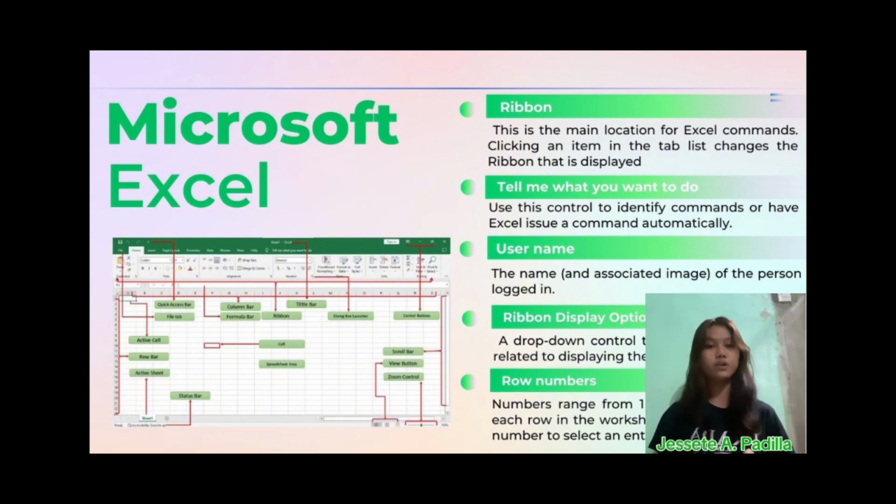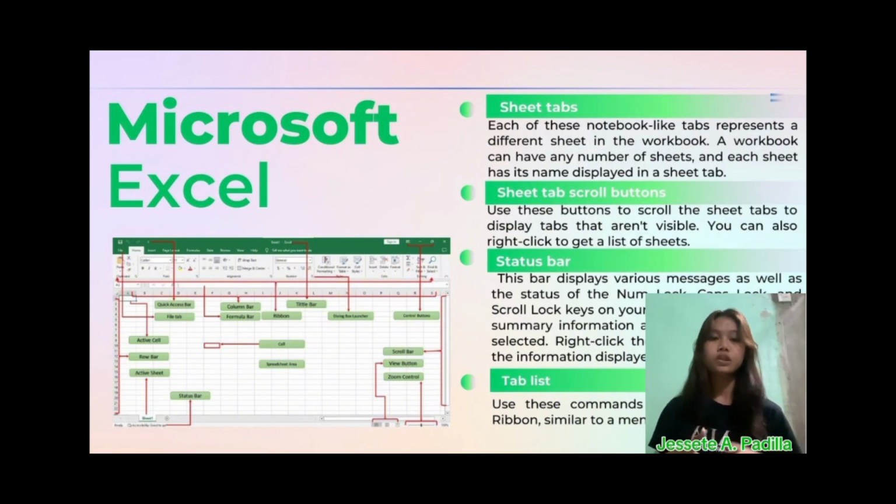Next is the row numbers. Row numbers are the horizontal labels used to identify each row. They are used to create unique addresses for cells within the spreadsheet. The next one is the sheet tabs, located at the bottom of the window. These tabs allow you to switch between different worksheets within the same workbook. You can add or delete sheets as needed.